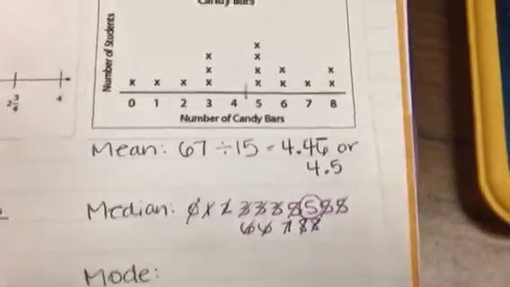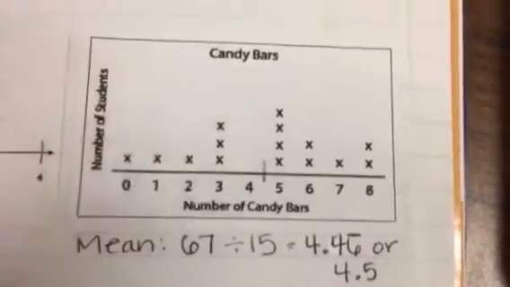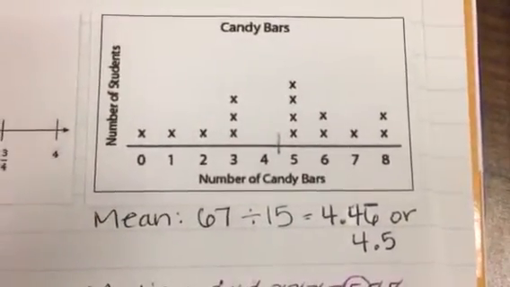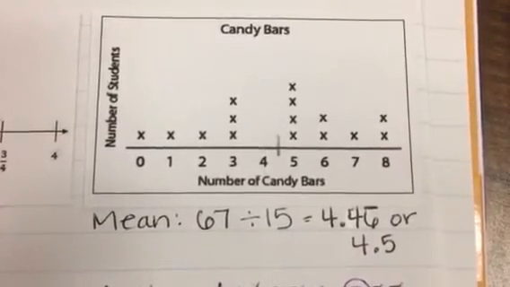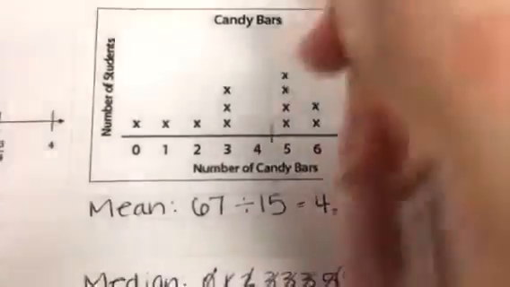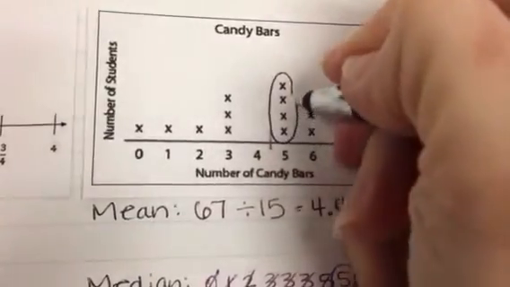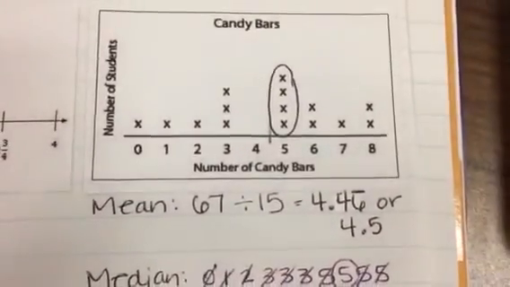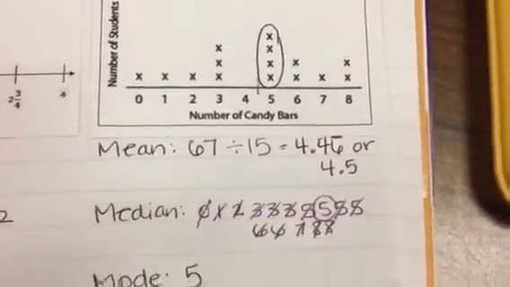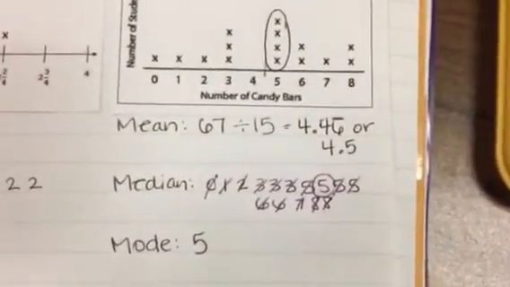The mode is the one that appears the most. So again, I can pull that from the graph. All I have to do is look at the graph and I look for the one that is repeated the most frequently. And you can tell that usually by the one that is the tallest on your graph. So it appears that 5 is the mode for this particular set of data.